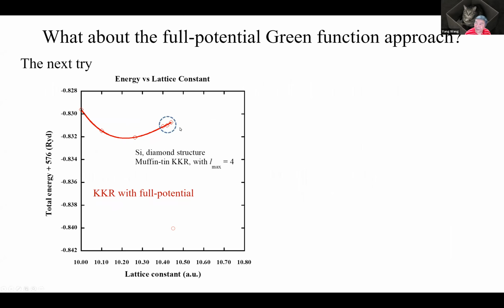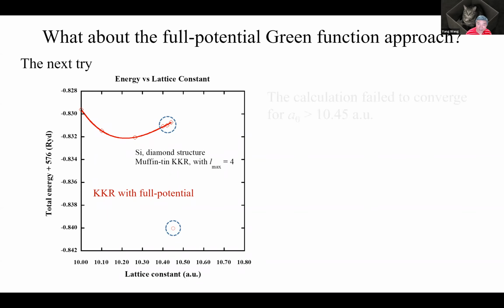There is a little jiggering here if you enlarge the picture, and once you go to about 10.5, the energy suddenly dropped to here. So it looks very, very strange. Why does that happen? So it's not quite completely right.